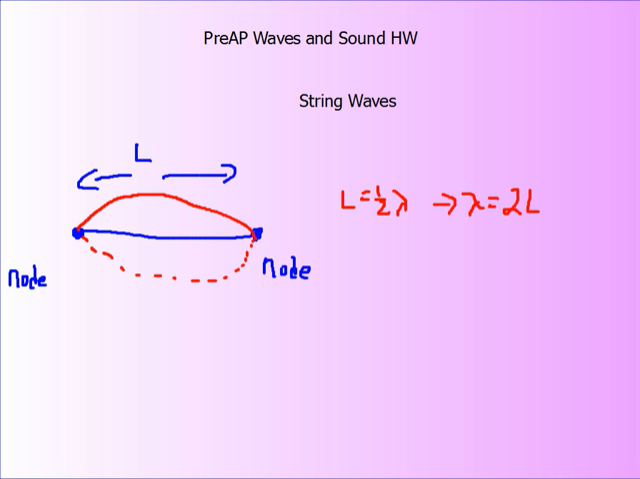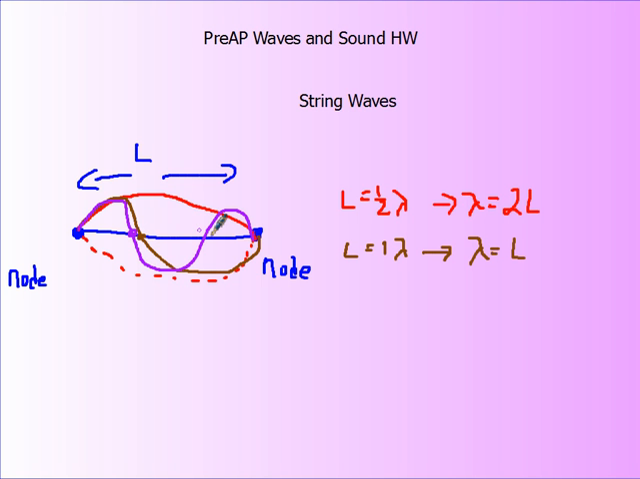All right, my next choice is, what if I have a waveform that looks like this, where I have one node in the middle, one on either end, and two antinodes. Then the length of the string is actually equal to one wavelength. So the wavelength is equal to L. Now this is kind of cool. Watch what happens here. Now my diagram is terrible, I know.